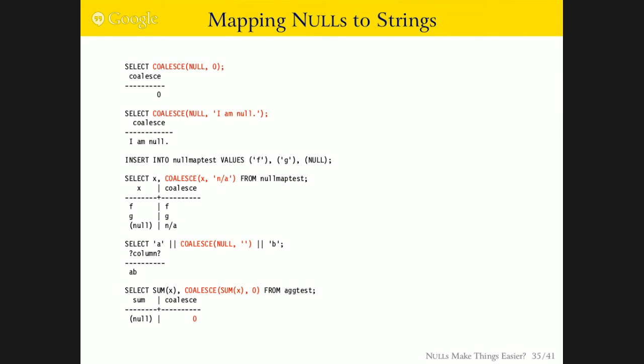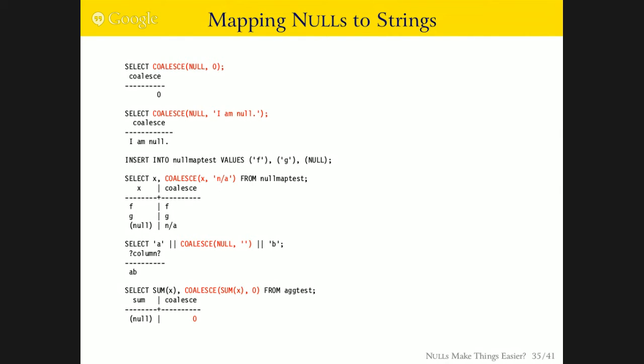And I think Oracle has some weird decode thing, which is even more crazy than this. So I'm not even going to go into it. But say coalesce, if this is null, then return this value. So in fact, if I say coalesce null of 0, it gets 0. Coalesce of null, 'I am null', I get 'I am null'.